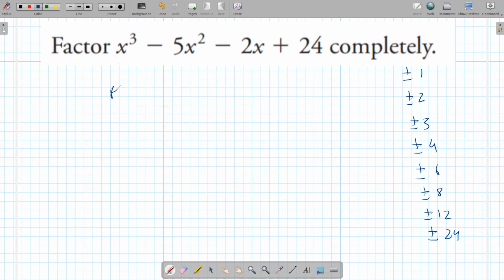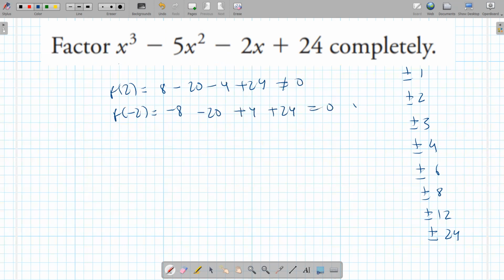So f of positive 2, again, this is very tedious. So that's going to be 8 minus 20 minus 4 plus 24. Does that work? No, that does not work. 24 plus 8 is 32. That's just 24. Let me try f of minus 2. That'll be minus 8 minus 20 plus 4 plus 24. f of minus 2 works.